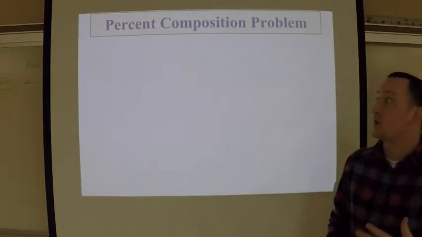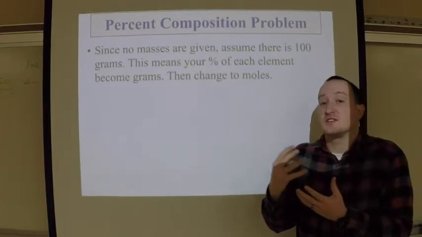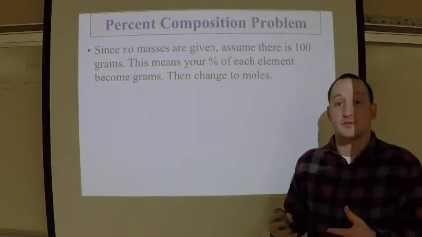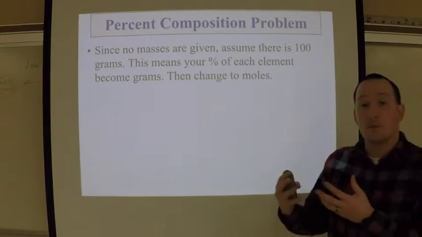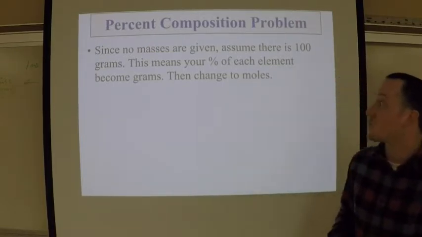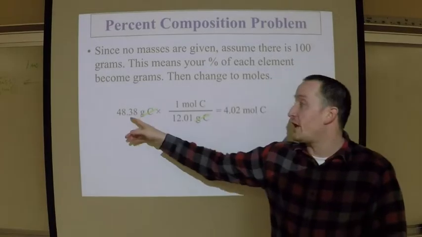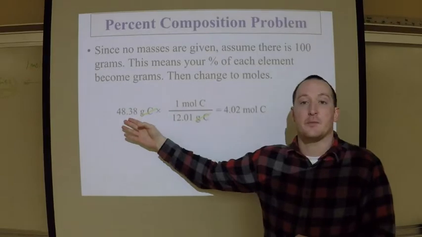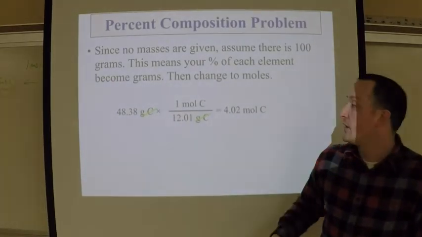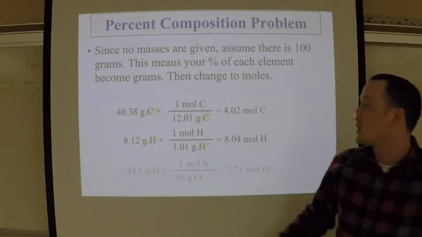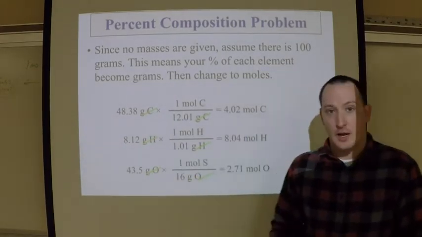That's right. Since there are no masses given, you're going to assume that there's 100 grams. So what that means is that each of your percents becomes grams. In this previous problem, I had 48.38%. If I assume 100 grams, I'm going to have 48.38 grams. Then when I do it with my hydrogen and oxygen, I'm going to have 8.12 grams and 43.5 grams.